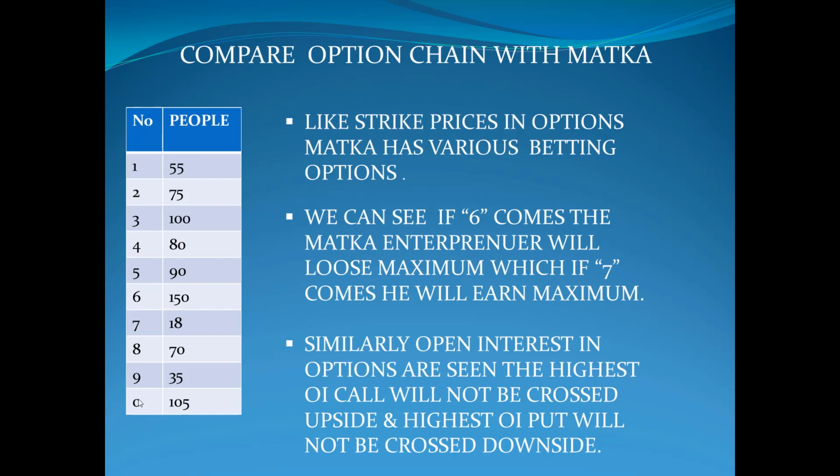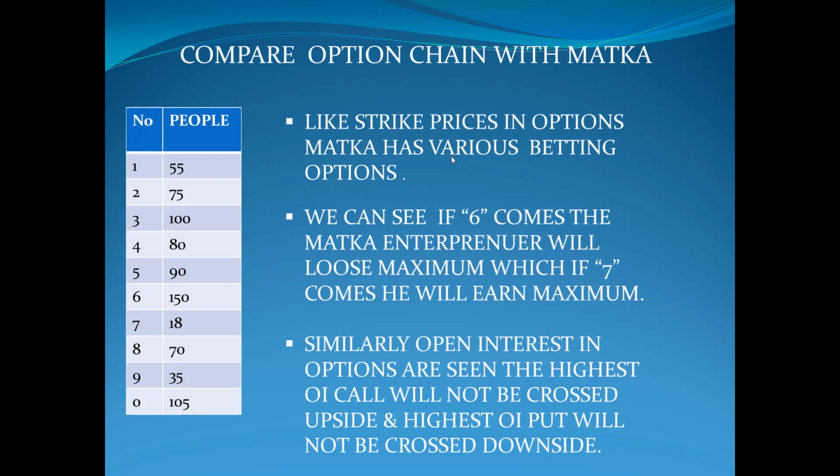In matka, you have 10 numbers, 1 to 0, on which you can bet. You put 1 rupee on a particular number and you are going to get 9 rupees back. 9 rupees back on 1 rupee. Now, what is the probability of winning over here? 1 is to 10, because there are 10 numbers. Now, here we will see on number 1, 55 people have bet. On number 2, 75 people have bet. On number 3, 100, and so on.